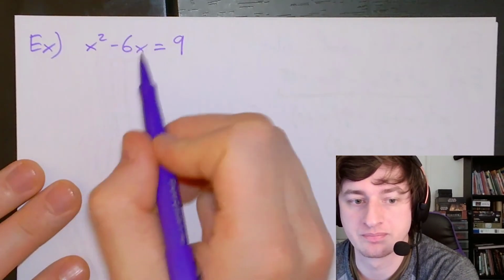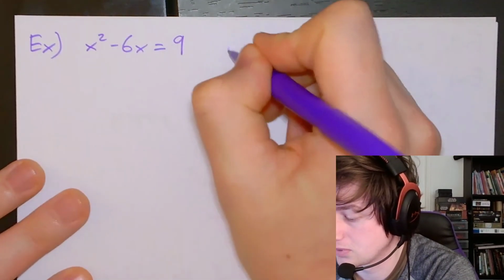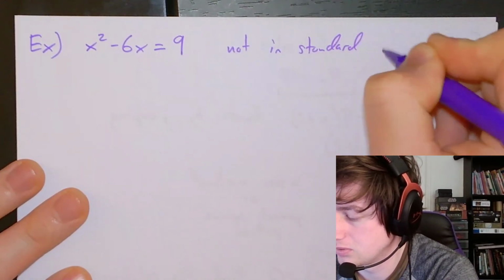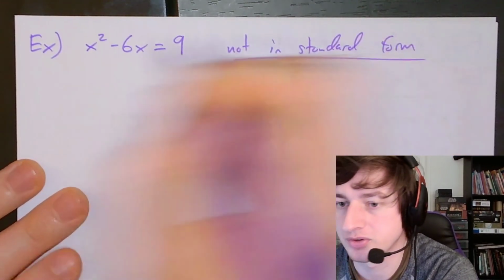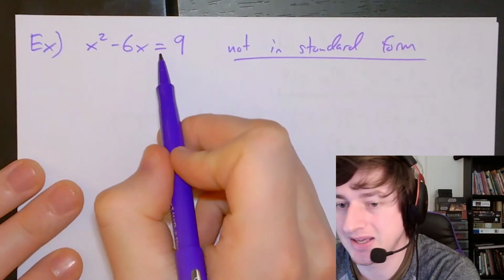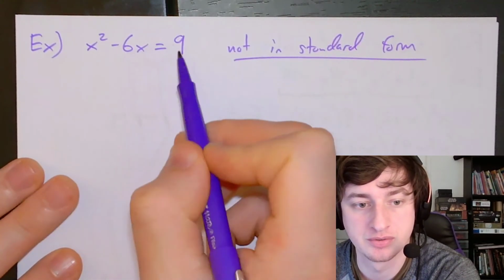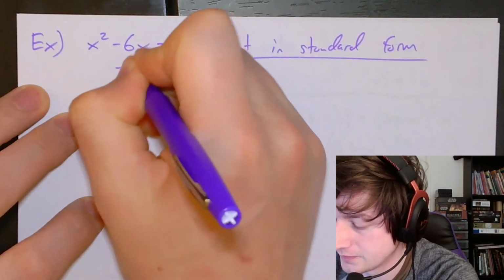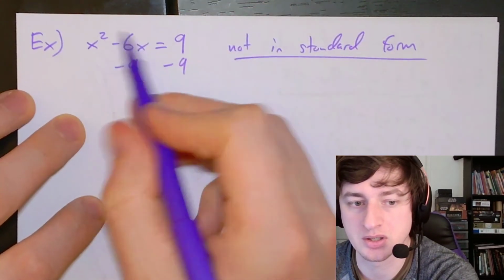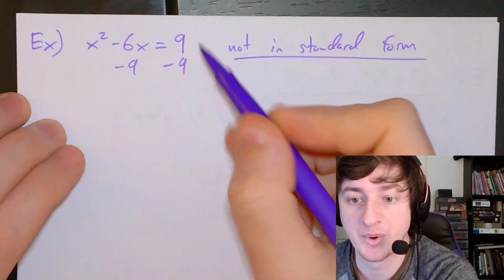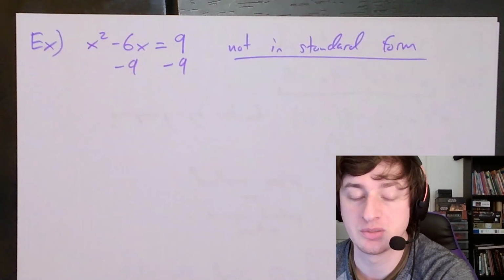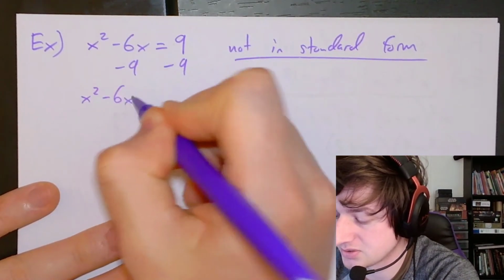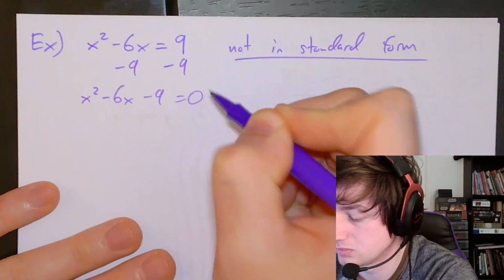This is not in standard form. This is very important. There's an equal sign in between the pieces of my function. So we need to subtract the 9 over. These aren't like terms, so they're not going to combine or anything. But all the pieces of the function need to be on the same side of the equal sign. So we get x squared minus 6x minus 9 equals 0.